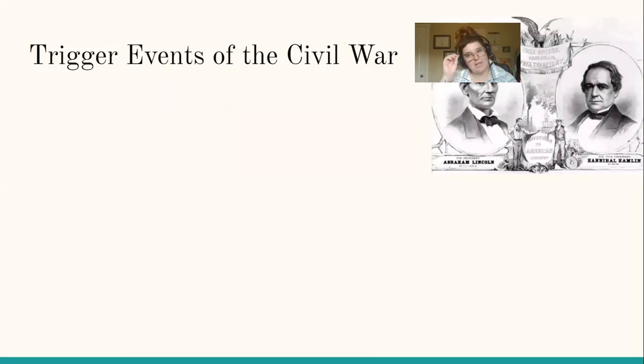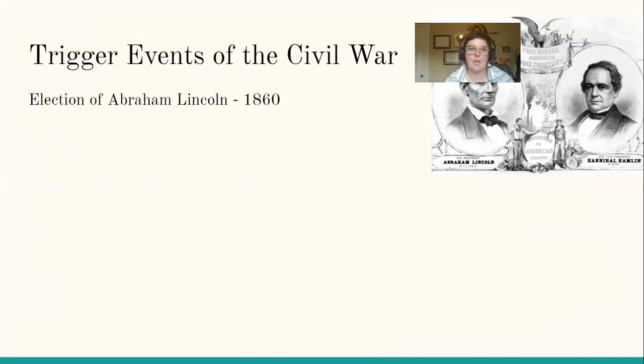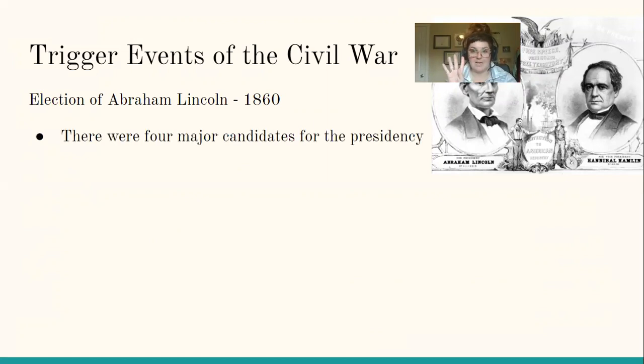Okay, then we get to the match that lights the fire, and that is the election of Abraham Lincoln in 1860. So there were 4 major candidates for the presidency in 1860. One was Lincoln, who was a Republican, but he was not a radical Republican. He was a free soiler. He thought that slavery should not expand, but the South should be able to keep their slaves.